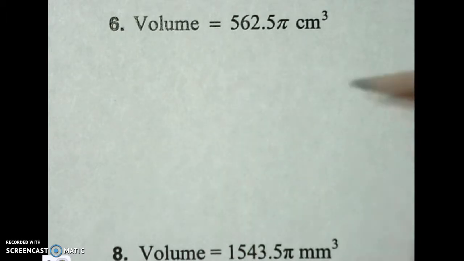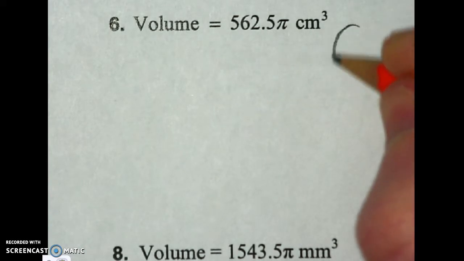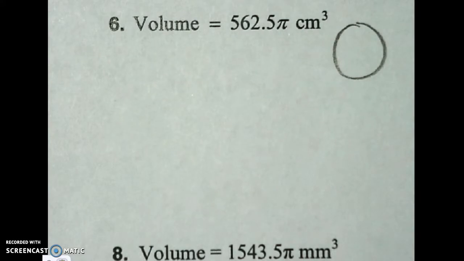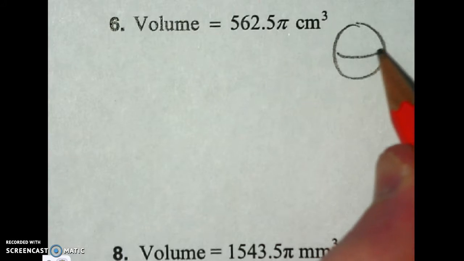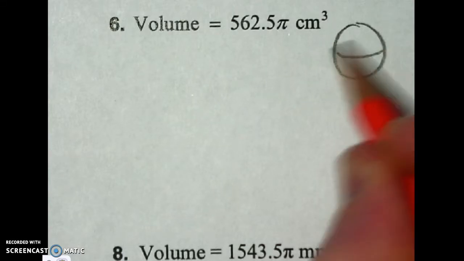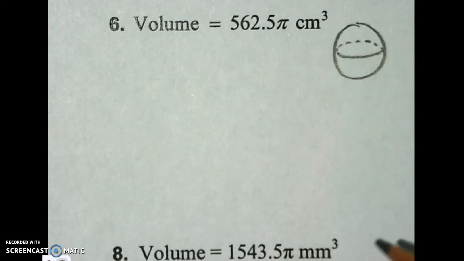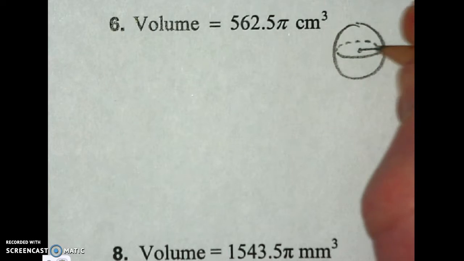So here's how you draw a sphere. You make a circle, and then kind of draw a curved line across the front, and then the same kind of line but going backwards with little dashes. You've got a sphere, and we're going to try to find the radius r right here.